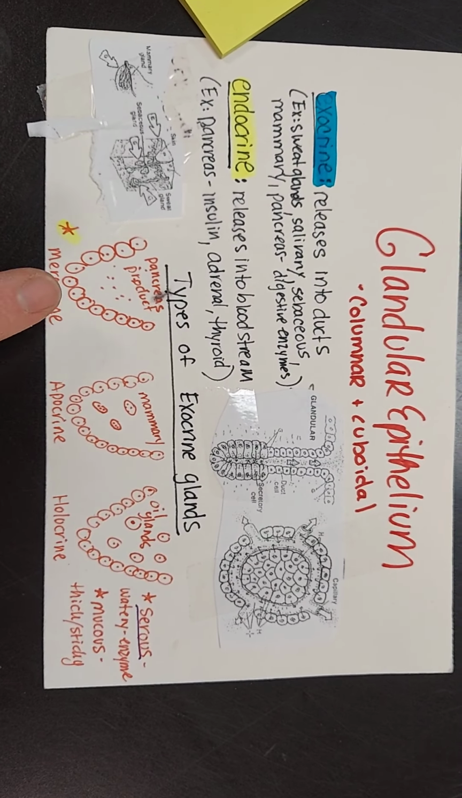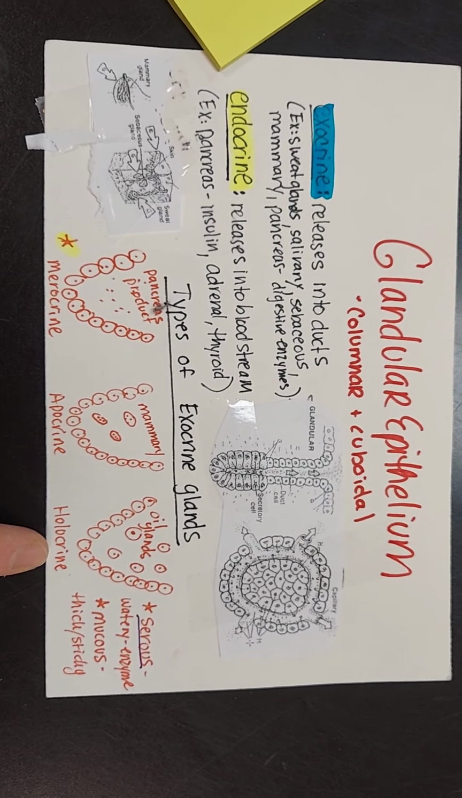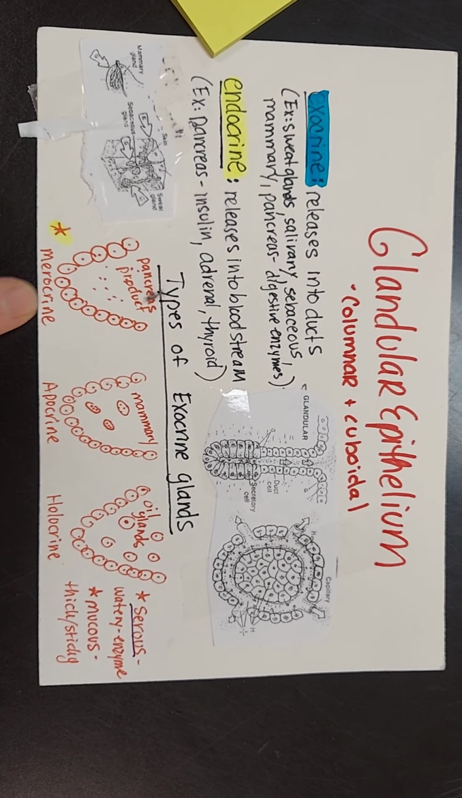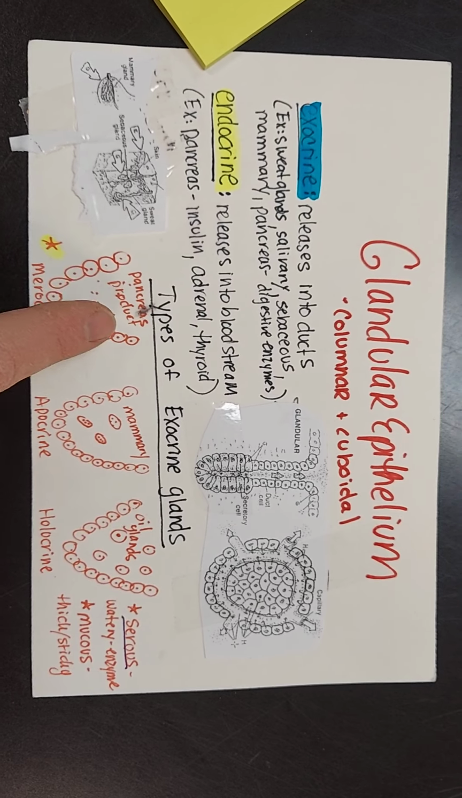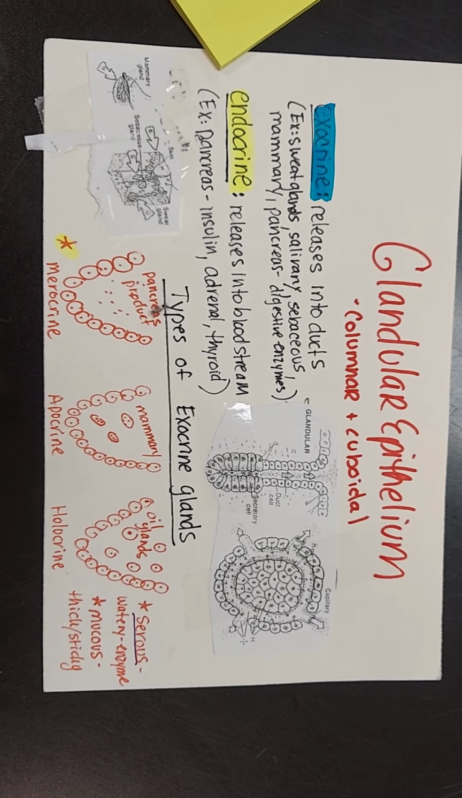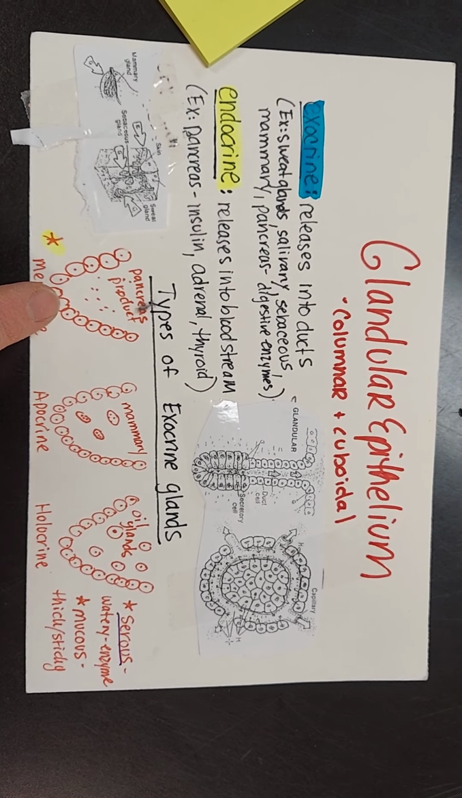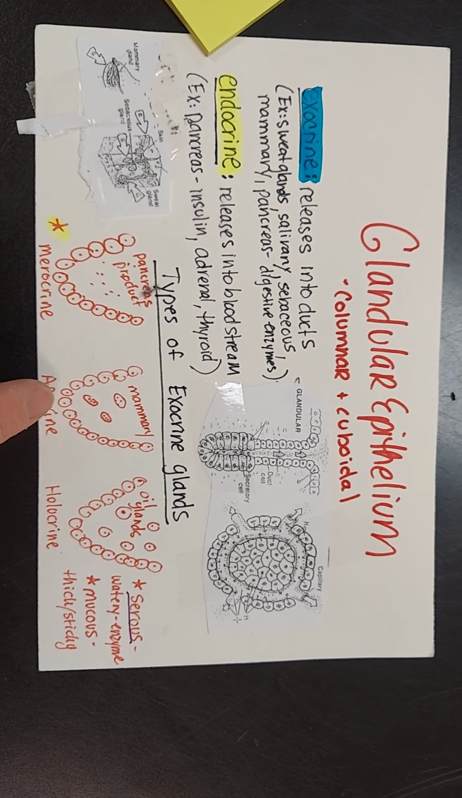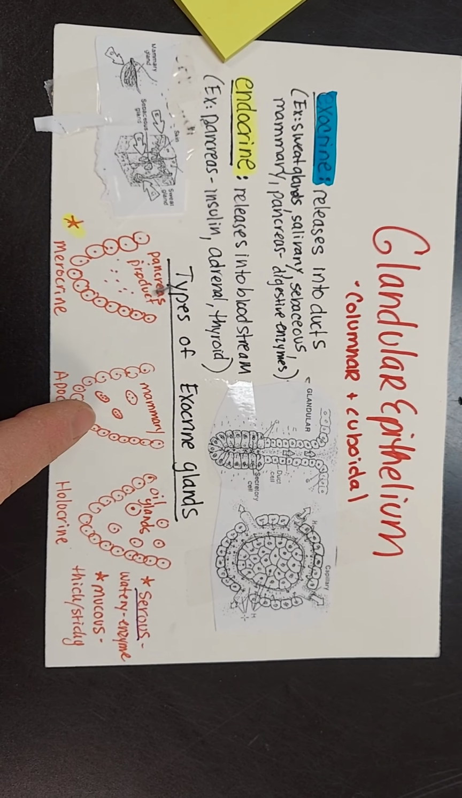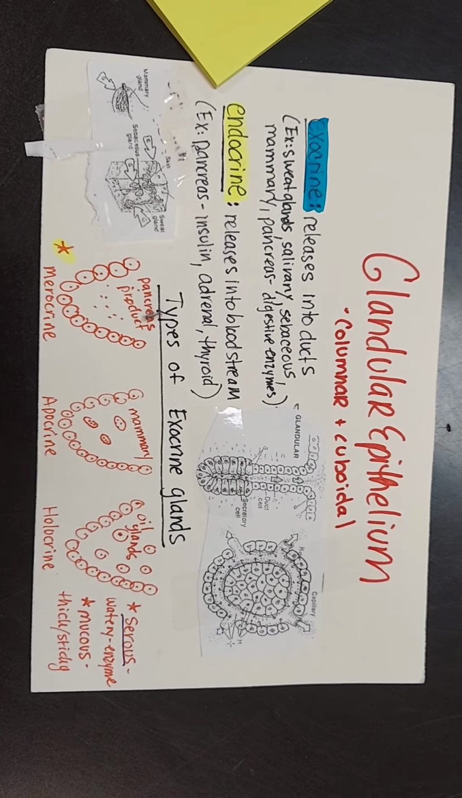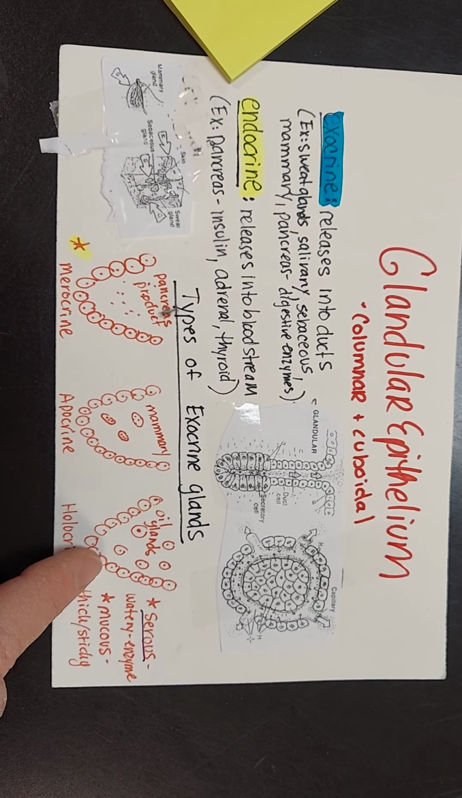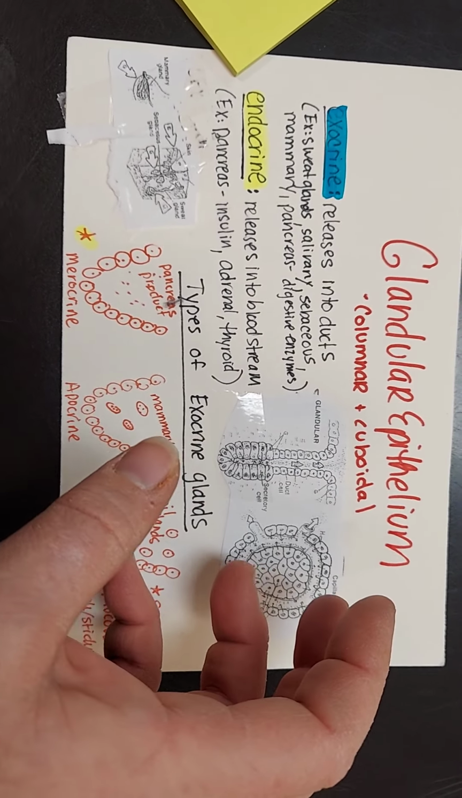So you have three types: merocrine, apocrine, holocrine. Merocrine is the most common, and this would be just secreting your product, so releasing your product out, okay, which would be more like the pancreas. Apocrine releases, but the vesicles are left, so a part of the cell actually gets released. And the last one, holocrine, is where the whole cell is actually released.